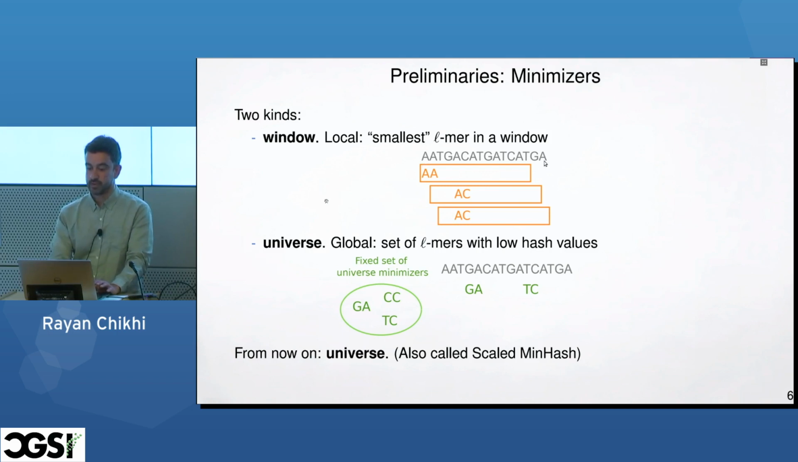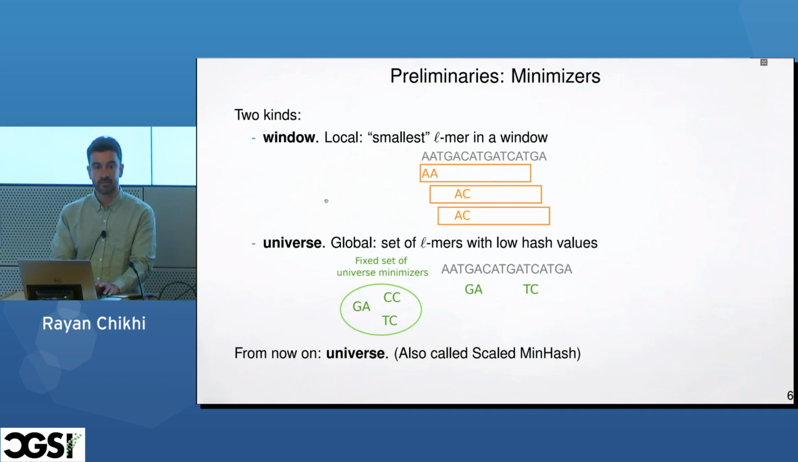So window is, when you have a sequence, you consider a minimizer the smallest l-mer inside this window. So here that is the sequence. My window is an orange box. And I go over all the l-mers. Here in this example, L is equal to 2. And I consider smallest in terms of lexicographical ordering. So A is smaller than C, that is smaller than G, that is smaller than T. So if you consider all the l-mers inside this window, the smallest happens to be the first one. It's AA.